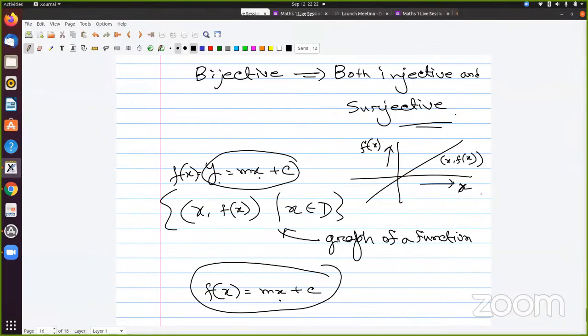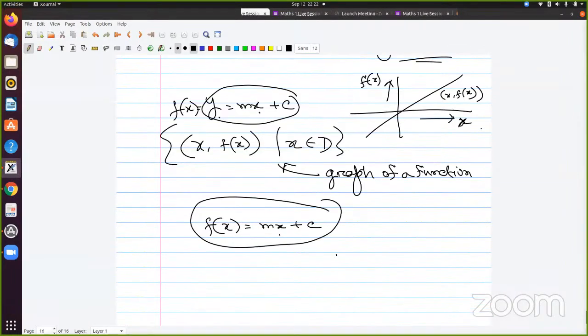If I plot x, my input, and f(x), my output, in our xy coordinate, the picture I get is called the graph, right? So I will get a straight line, correct? Now your question is: is this function bijective or not? Yes, sir, that was your question.